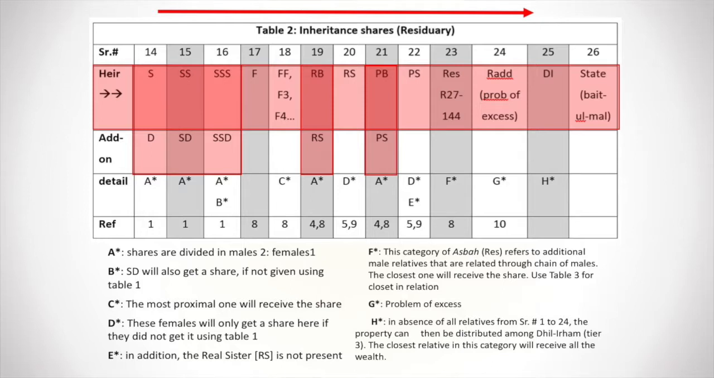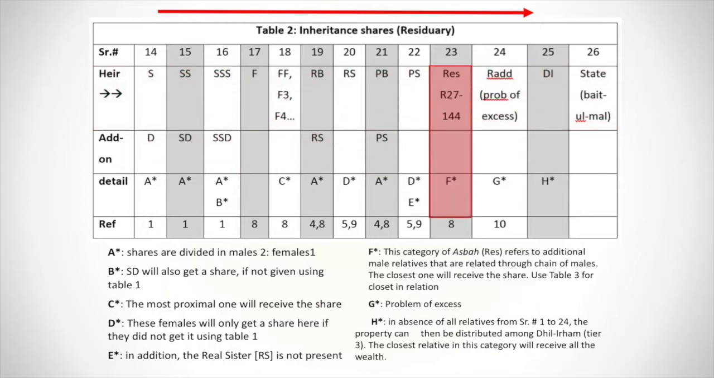Other than that, column number 23 refers to residuary with serial numbers 27 to 144. For this, you have to refer to table number 3. This category is detailed with an asterisk F, which means that this category of asba, the residuary, refers to additional male relatives that are related through the chain of males.